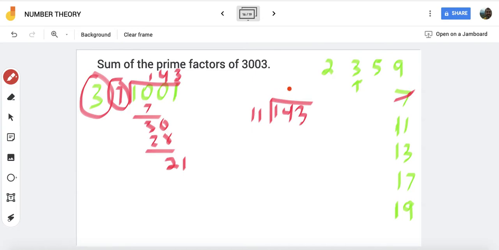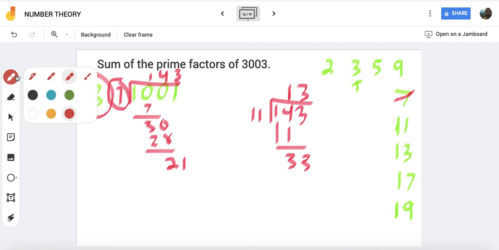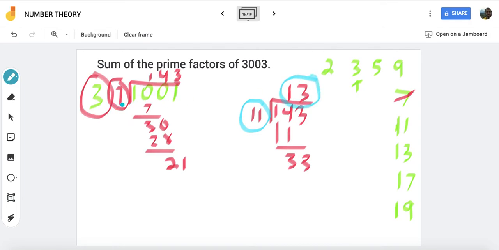11 goes into 14 once. And nice, there's a remainder of 3. Why is that nice? Because when I bring down the 3, 11 goes into 33 3 times. Cool. So I just found that 11 goes in 13 times with no remainder, so now I have the prime factors. When they ask for the prime factors, 1 does not count as a prime factor and the number does not count as a prime factor.